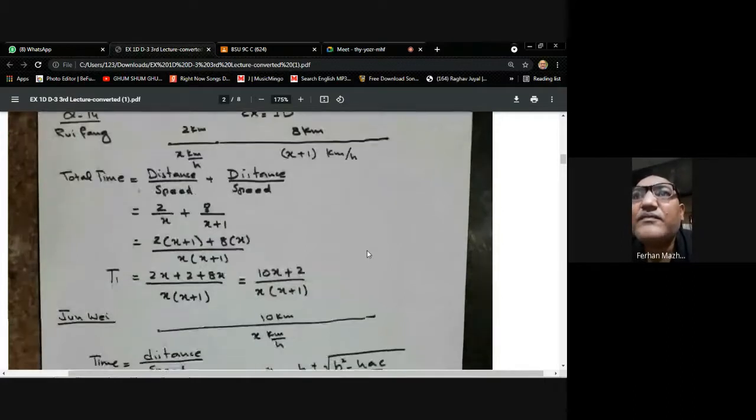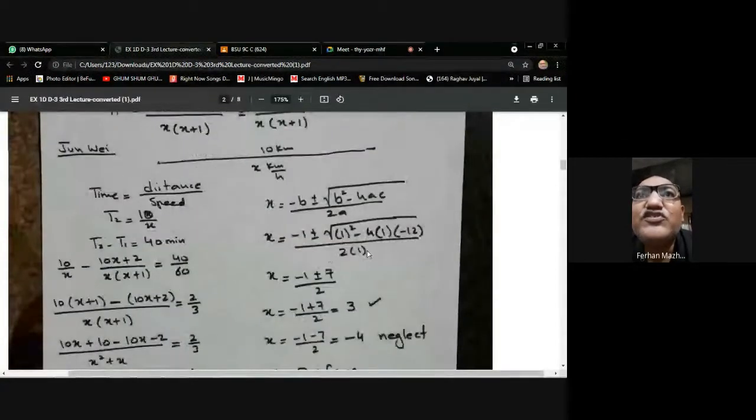So that's the total time taken by Rui Fang to complete the distance. Then we have Mr. June, and he traveled the 10 kilometers. He covered the whole distance with the uniform speed of x. So his time, let me call it t2, will be distance divided by speed. The distance is 10 and the speed is x, so his time is 10 by x. It is given that the first person, Mr. Rui, covered the whole journey 40 minutes earlier. So the second person took longer time. So T2 minus T1 is 40 minutes.